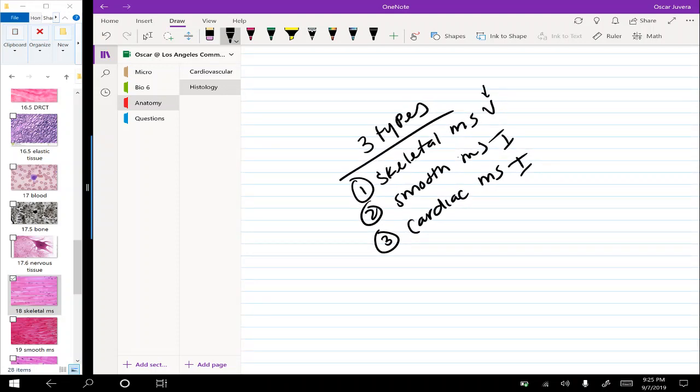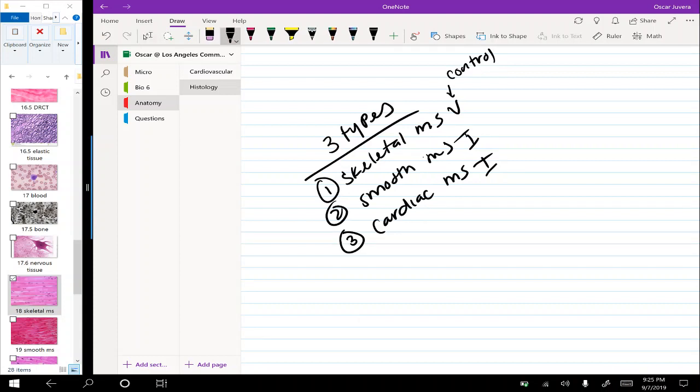Voluntary means that you have control over it. If you tell your arm to go up, you'll raise your arm. Involuntary means that you do not have control over it, meaning that if you tell your heart, cardiac refers to heart, do you tell your heart to beat? No. Do you tell your heart to stop? You don't. Do you tell your stomach to churn the food? No. Do you tell your intestines to move the food along? No. So that means involuntary. You do not have control over it. You only have control over the skeletal muscle.